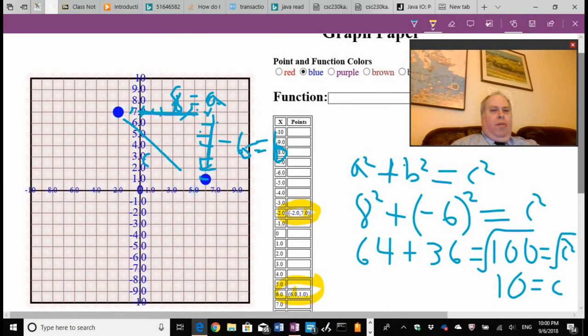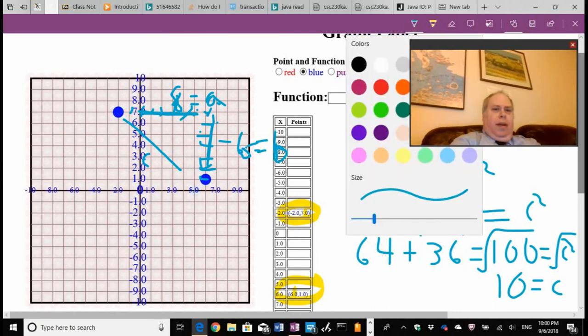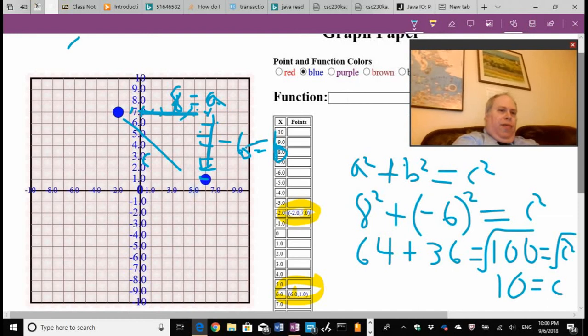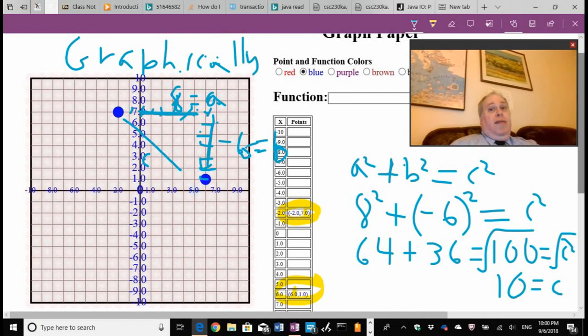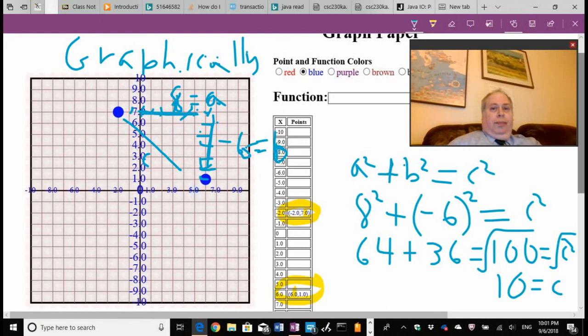We call this doing it graphically. That's doing it graphically. In the next video, I'll show you how to do it algebraically.